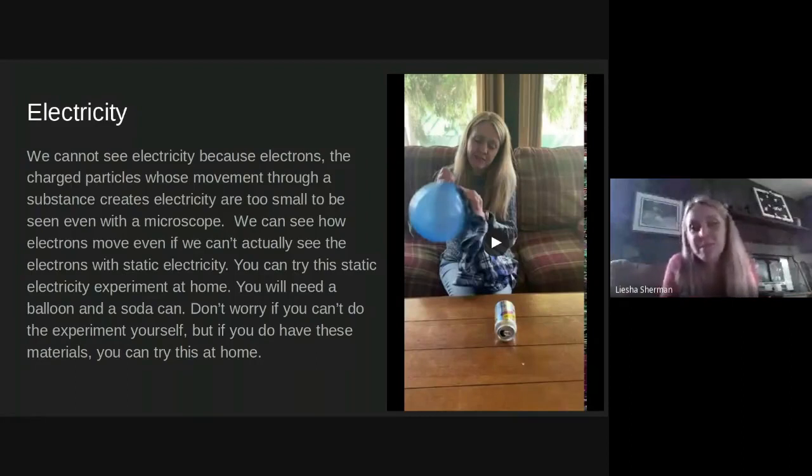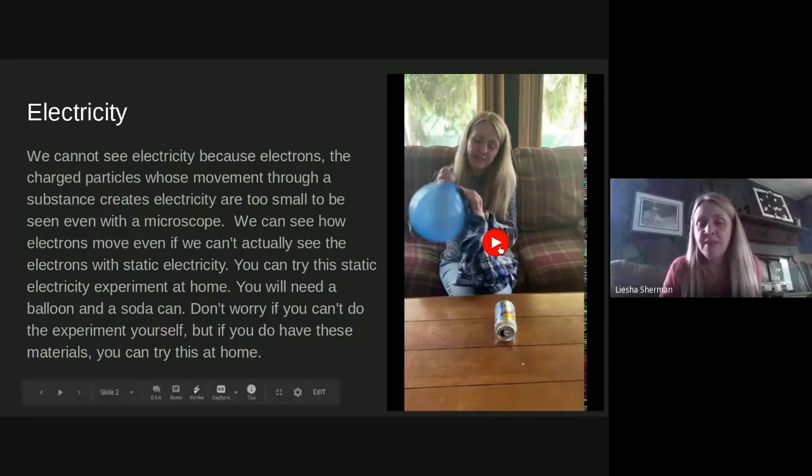You probably have some experience with static electricity if you've ever been shocked, and so you can understand a little bit more about how this works. If you want to try this at home, you'll need a balloon, a piece of material, and an empty soda can. If you don't have those materials, you don't have to do the experiment. Either way, watch my video. It'll either show you how to do the experiment or you might just watch the experiment here.